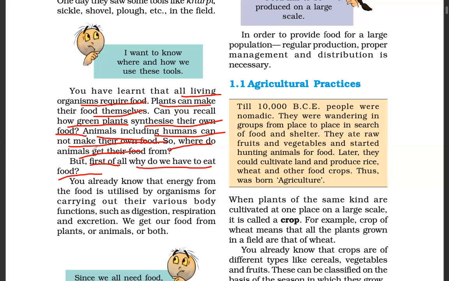This is the main question. Okay, we cannot make our own food, but why do we require food, right? We require food to gain energy, guys.